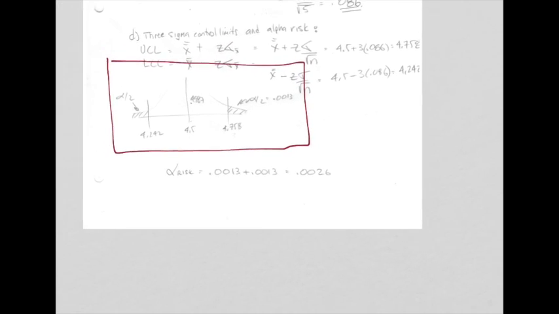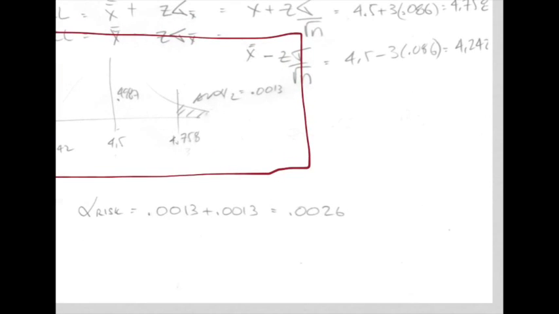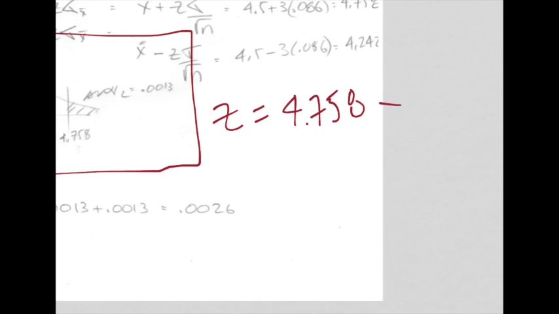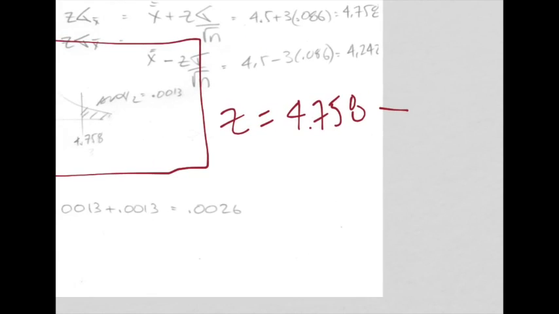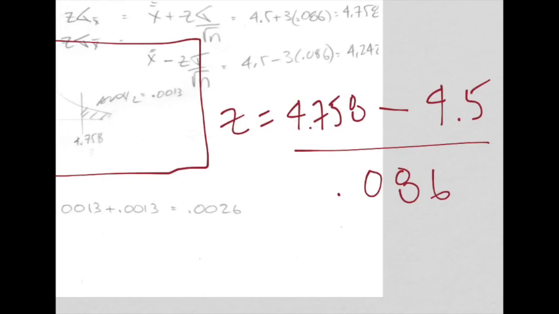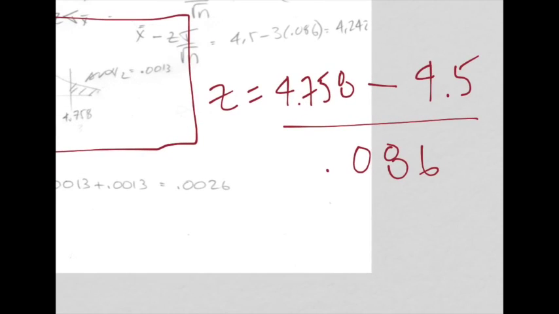So let's do that. I'll try to draw it over here. So we have z equals 4.758, I'll make a bit of room, minus 4.5, divided by 0.086. Okay, tout le monde? And if you do that math, you'll see this equals exactly 3. Interesting. It's no coincidence that this equals 3 because, in fact, we chose z equals 3 before.